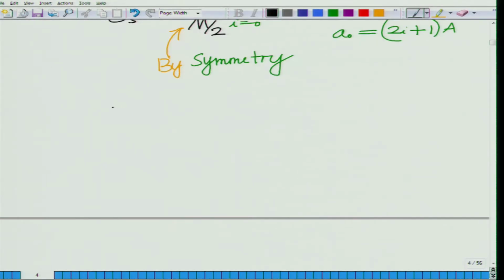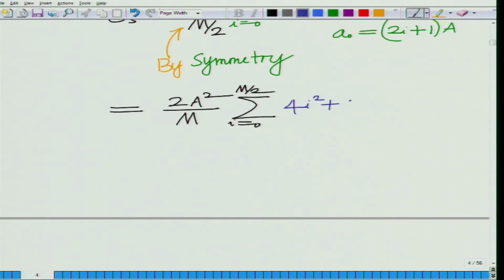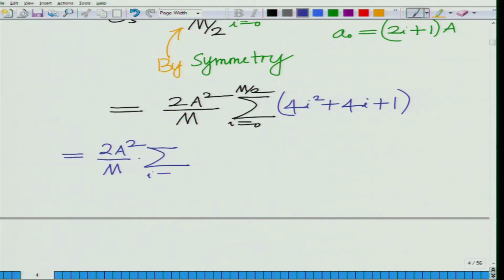Now, this is equal to, let us simplify this average energy, because this is the most important step. So this is equal to 2a squared divided by M, summation i equal to 0 to M/2 minus 1, of 4i squared plus 4i plus 1. Now, here comes the important part: M/2. Now, 4 summation i squared. Now, we will remove the summation.